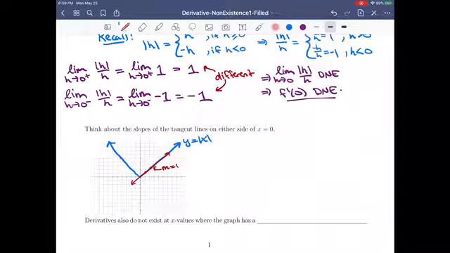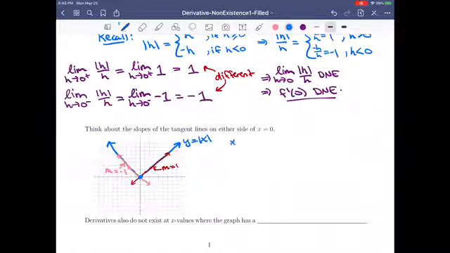Now, if we're getting close to 0 on the left, the tangent line is going to follow this line, and it's going to have slope equal to negative 1. So as we approach x equals 0 in the middle, the tangent line slope is always 1 on one side and always negative 1 on the other side. So these slopes are not approaching the same number. So that means that the derivative won't exist.